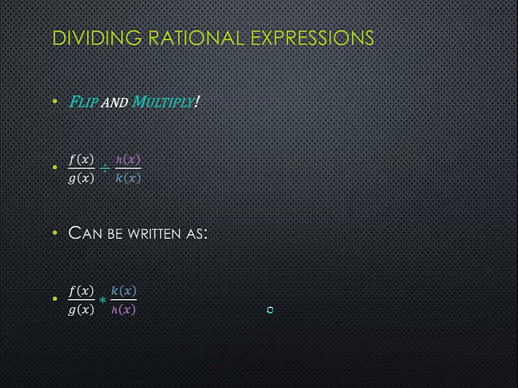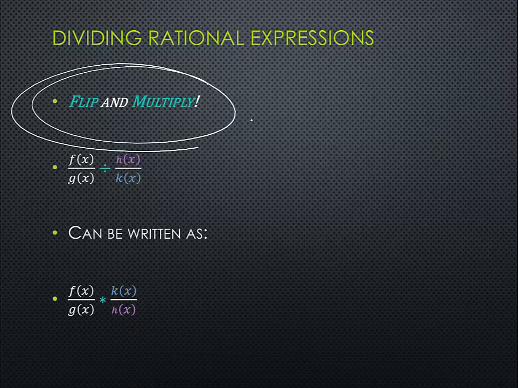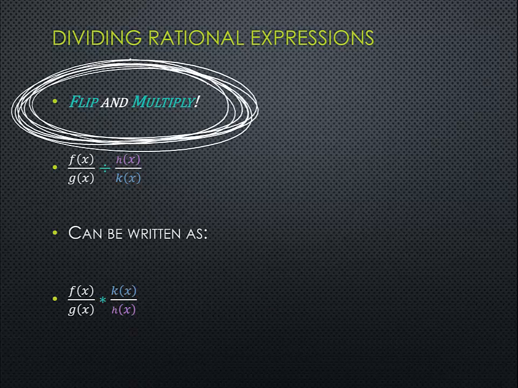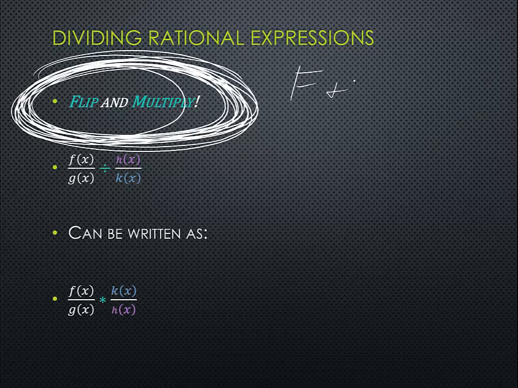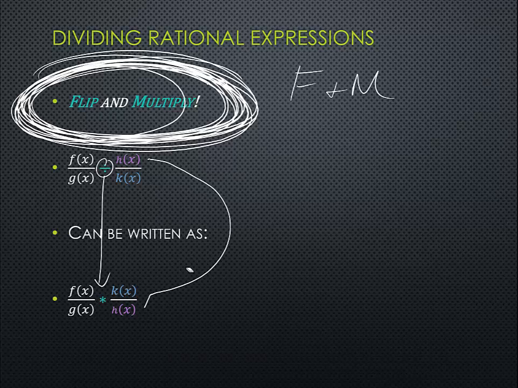Yay! Alright, next. Dividing rational expressions. Pretty much the same thing as multiplying, but the first thing you do is flip and multiply. Flip and multiply. Okay, so if we have f of x over g of x divided by h of x over k of x, all we do is change this to a multiply sign, and then bring the h of x on bottom and the k of x on top.